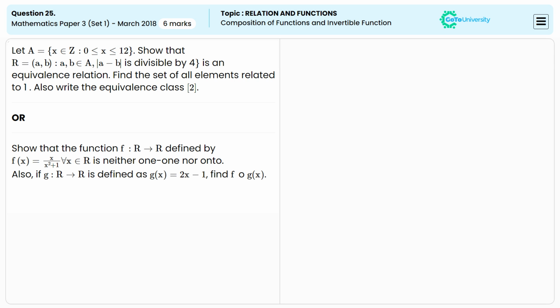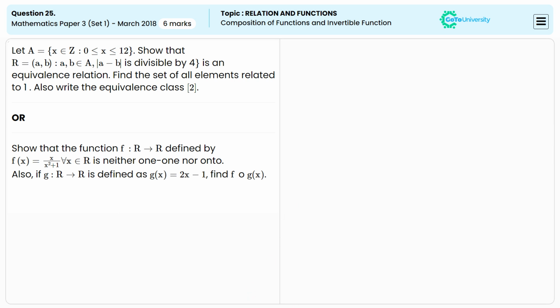Show that the relation which is defined as the set of all ordered pairs (a, b) such that a and b belong to the given set A and the difference of a and b is divisible by 4 is an equivalence relation. Further, find the set of all elements which is related to 1. Also write the equivalence class of 2.